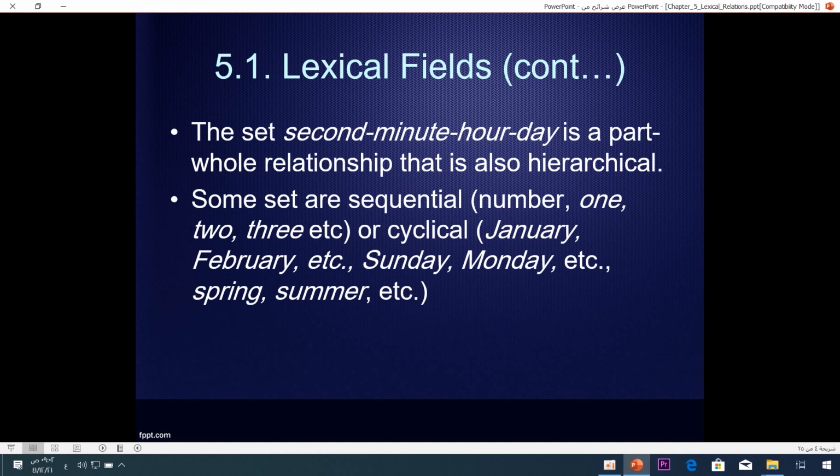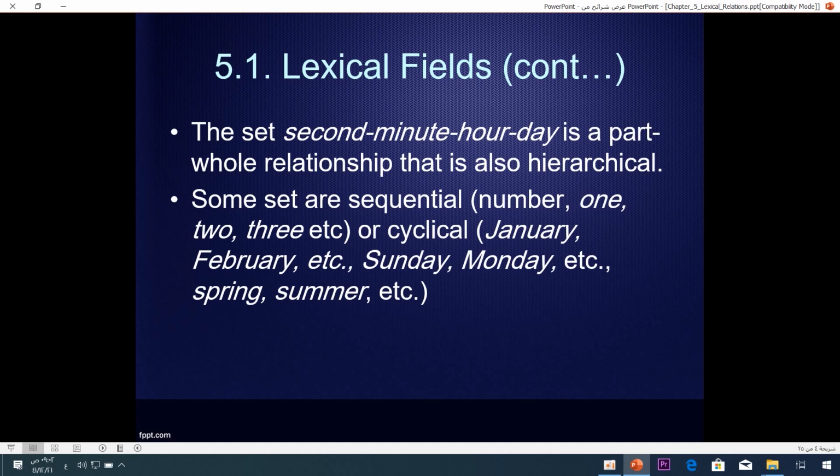The set second, minute, hour, day is a part-whole relationship that is also hierarchical. Some sets are sequential, like numbers 1, 2, 3, we call this sequential, or cyclical, January, February, March, April, September, etc. Another example is Sunday, Monday, and seasons of the year: spring, summer, autumn, winter, and so on.